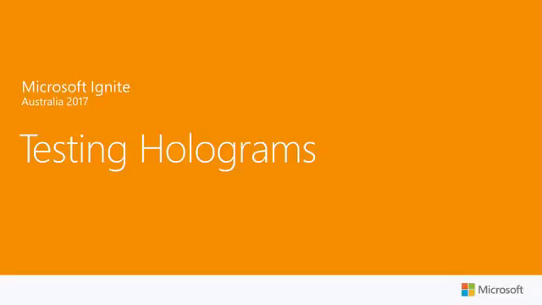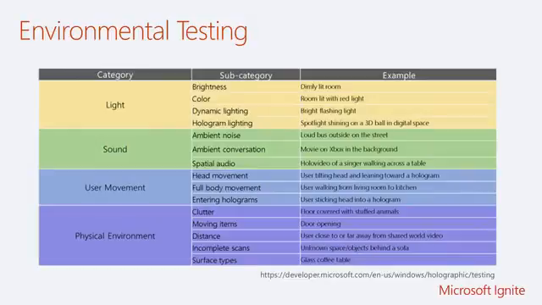Anyway, I just want to get through this and we can do a few more questions. So testing holograms is kind of weird and not easy because you do need a physical device to some extent. This is the matrix that Microsoft has put out saying these are the 4 categories that you need to use: light, sound, user movement, and physical environment are the main categories that you need to test for. There's the URL if you want to go and have a read through what all of these are. Brightness, color, dynamic highlighting, hologram lighting.